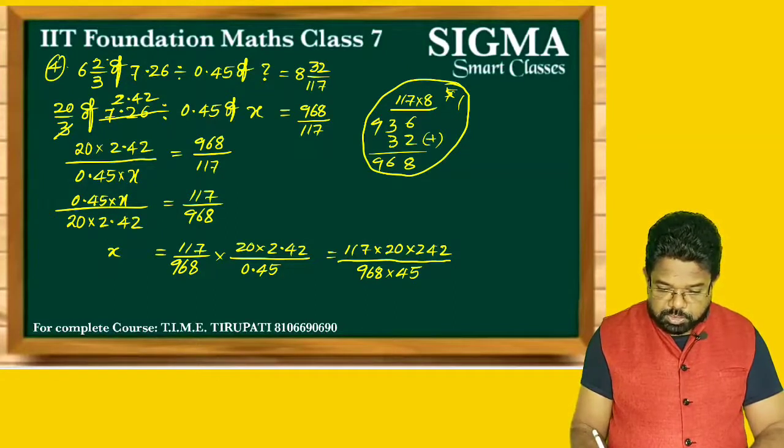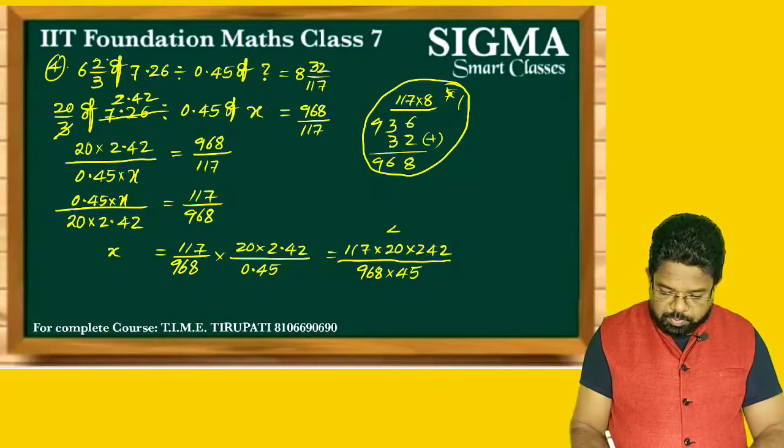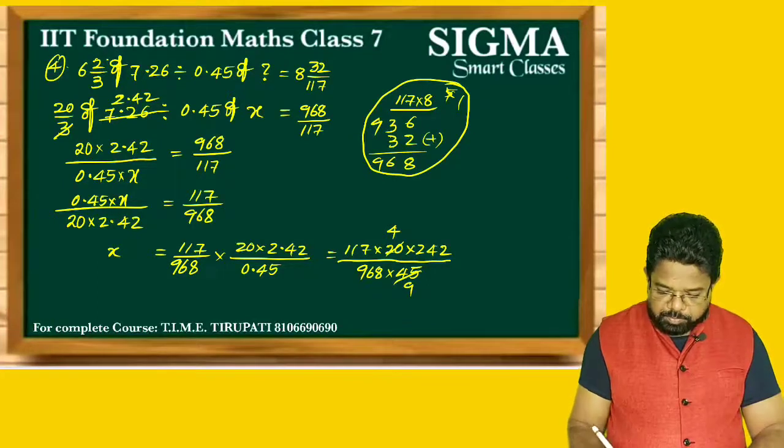Okay, which terms get cancelled here? Cancel with 5 first. Cancel with 5 here. So 5 4s are 20. Now again here, 5 9s are 45. Okay. Now cancel with 9.